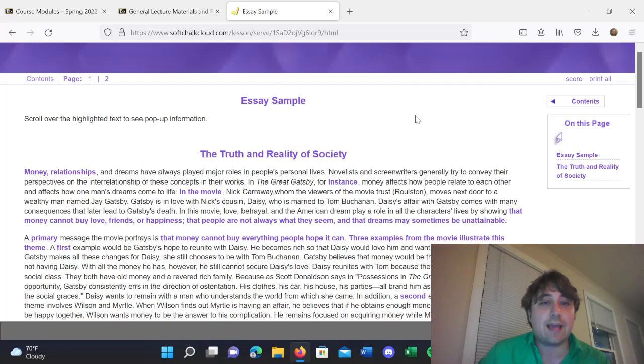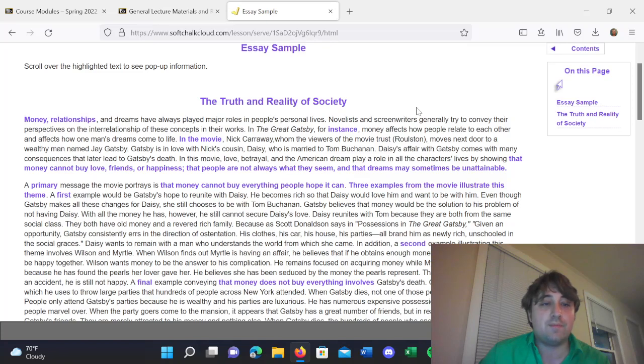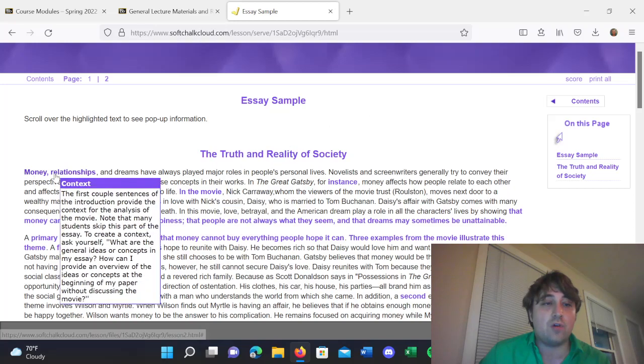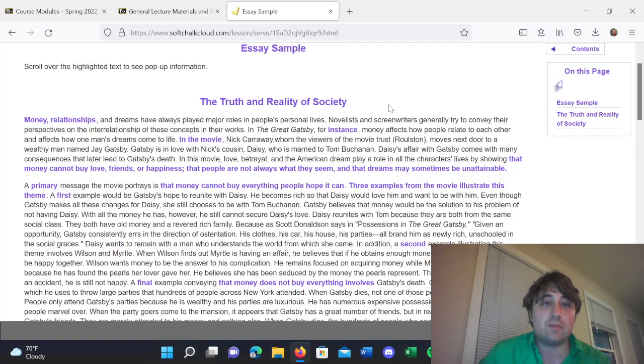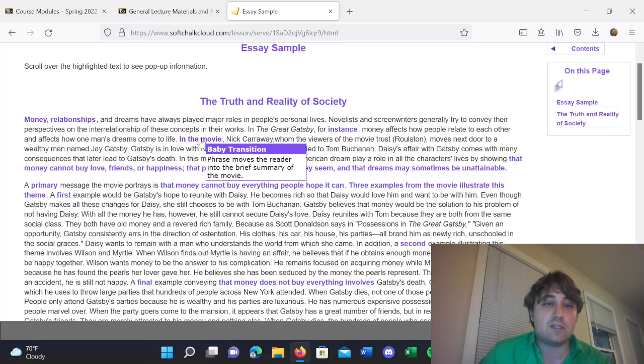So here's an essay sample. So this essay is about The Great Gatsby. And in this is an interesting sample. You can move over all of these words that are highlighted to see what they are. So all of these are going to be coherence devices, right? So we have context. We start with context. Baby transition. Those are small transitions between sentences, right? Between ideas. Then we have the thesis.